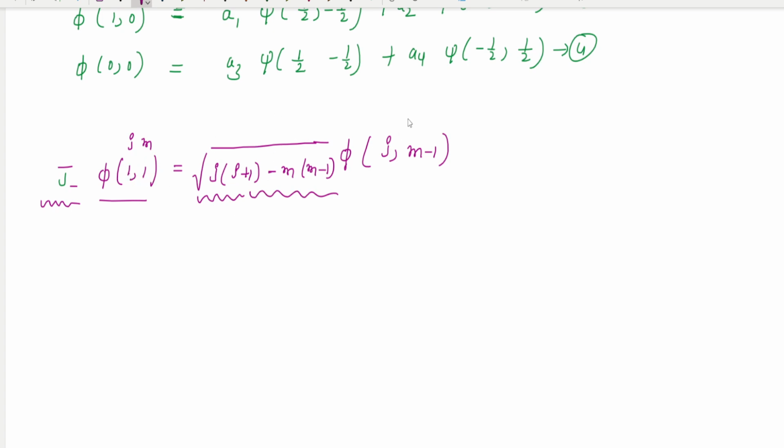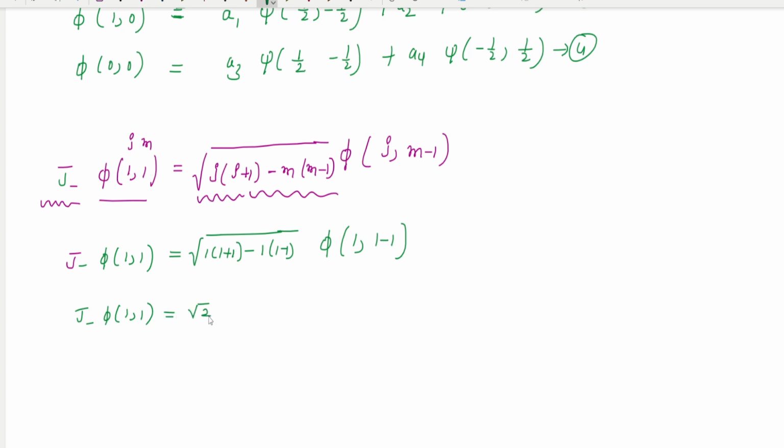Okay. So this is the eigenvalue, this is the eigenfunction of the sum. In case you try to find these values here, j is equal to 1. What is the j value? 1. What is the m value? 1. So after substituting these values, J minus wave function psi, root of 1 into 1 plus 1 minus 1, 1 minus 1, wave function psi, here also 1, this is 1 minus 1. J minus psi 1 comma 1 equals root 2 wave function psi 1 comma 0.